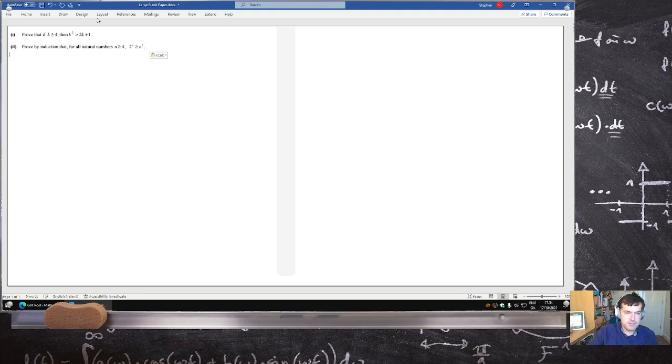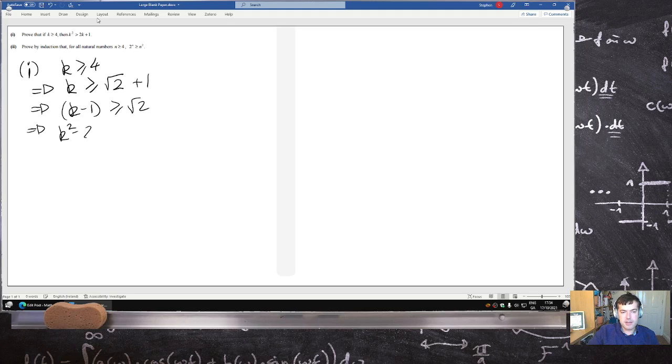So you could say k is bigger than or equal to 4. So that means k is bigger than or equal to root 2 plus 1, which means k minus 1 is bigger than or equal to root 2, which means if I square both sides, k minus 1 squared is bigger than or equal to 2. And if I take everything to the right, k squared is bigger than or equal to 2k, and then 2 minus 1 is 1. So that's done.